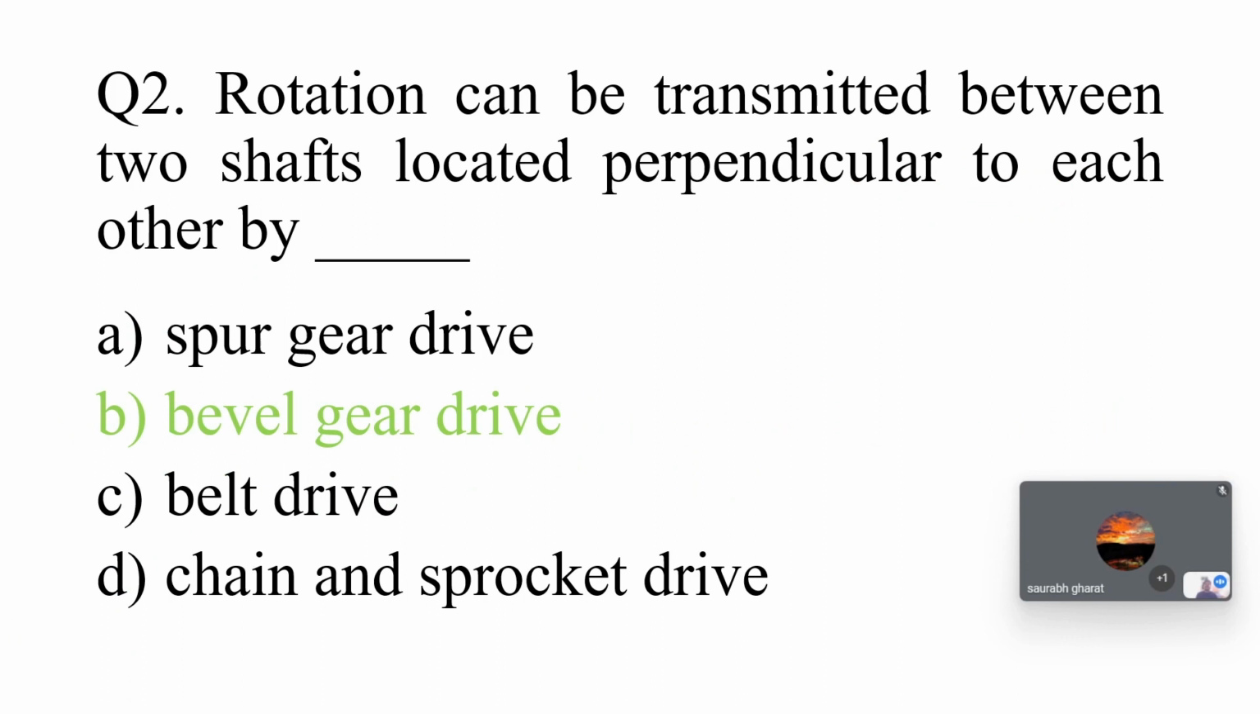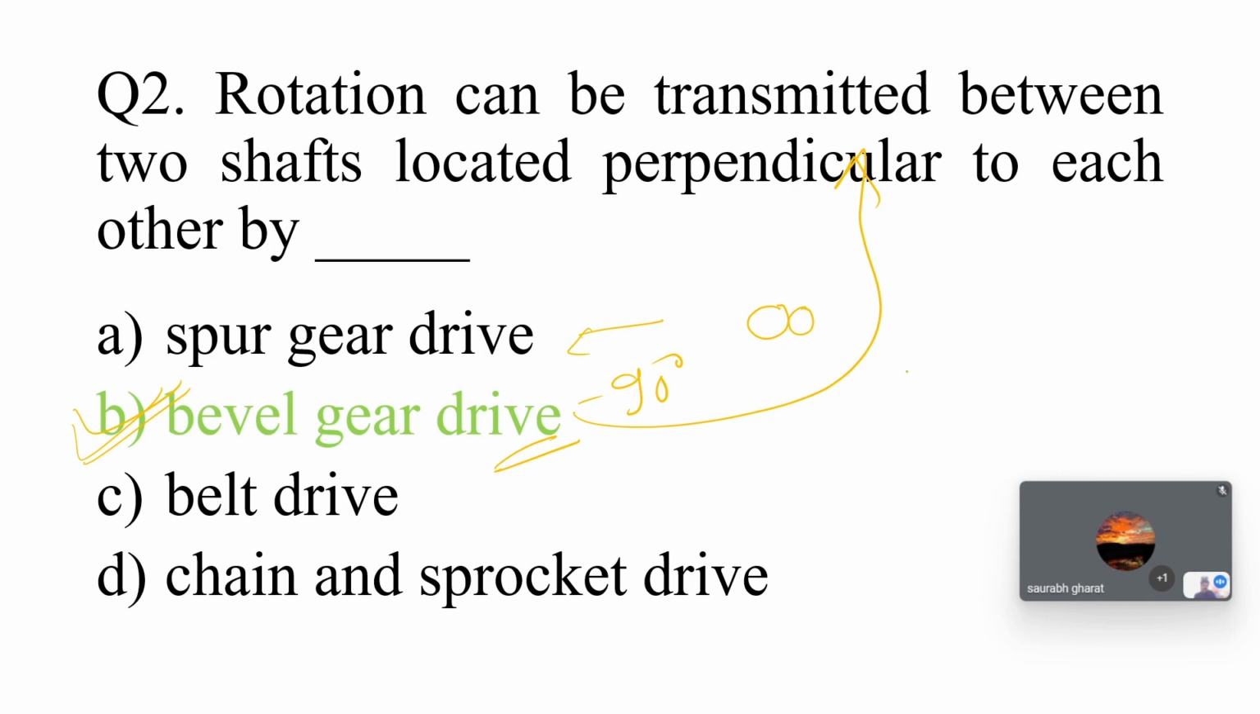Rotation can be transmitted between two shafts located perpendicular to each other by, okay. So spur gear, you know spur gear is different. In belt drive I showed, spur gear is like this only; it is mostly parallel and coplanar gears. Parallel and coplanar gears only you can do with the spur gear, and bevel gears are actually used for 90 degrees, that everyone knows. So bevel gear is the only correct answer, and chain again you have parallel mostly. Belt drive, chain drive, even spur gear are for parallel, and only the bevel gear is used for the perpendicular. So for 90 degrees we are using this bevel gear.